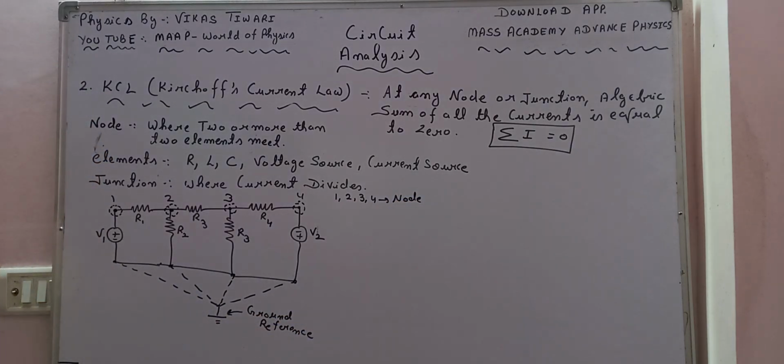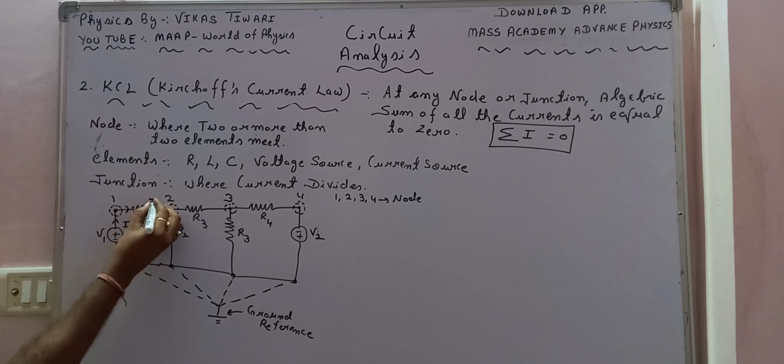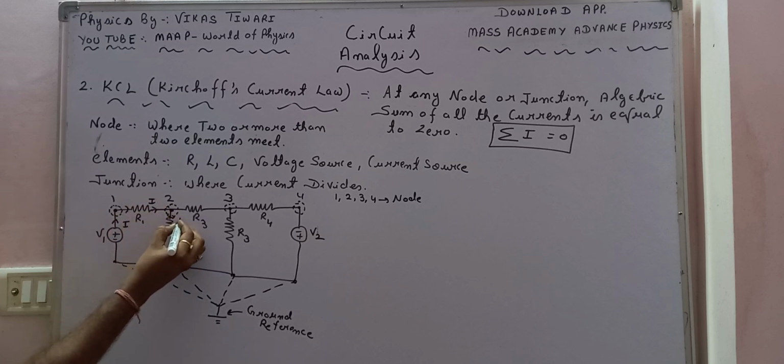And then what are junctions? Let me take a current starting from this source. Say this is current I. This current I will reach here and divide at this particular point into I1 and I2.